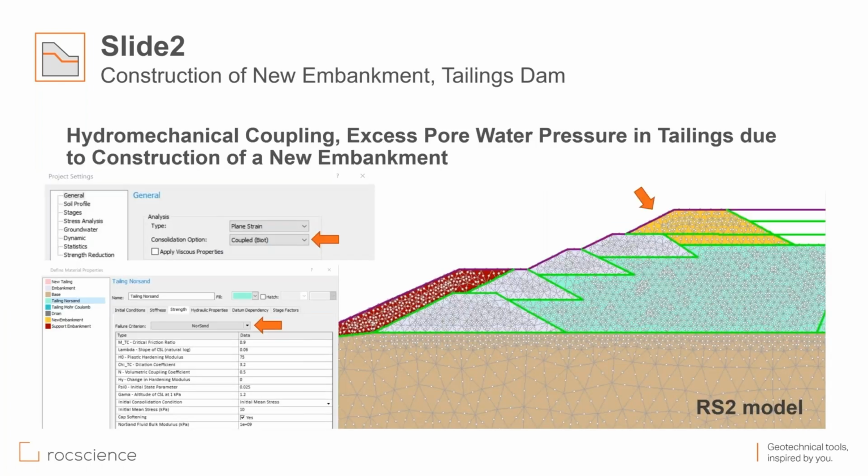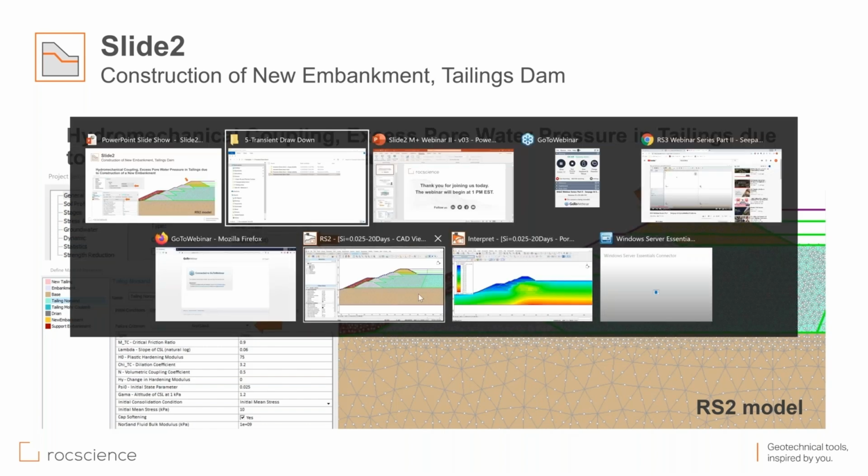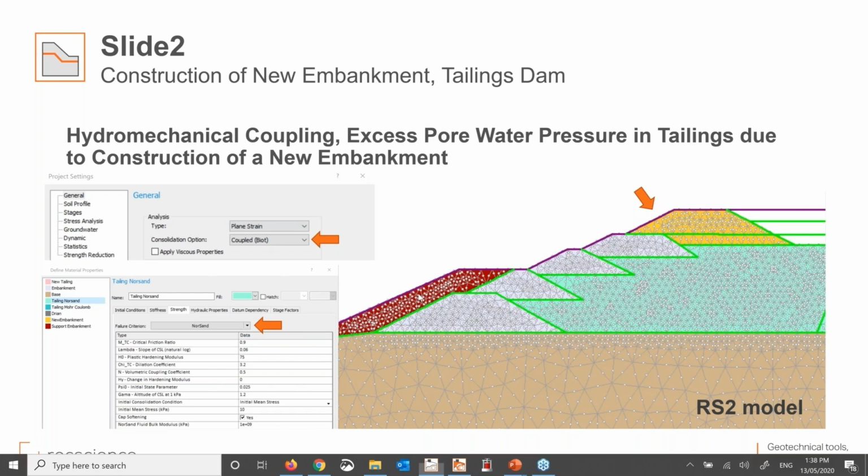The way to handle these kind of problems, we have to look at hydromechanical coupling, and we have to look for an alternative formulation that can handle this kind of interaction, that can handle consolidation problem. And we are looking at, for example, coupled formulation, which we have in our program RS2. This is RS2 model of this example.